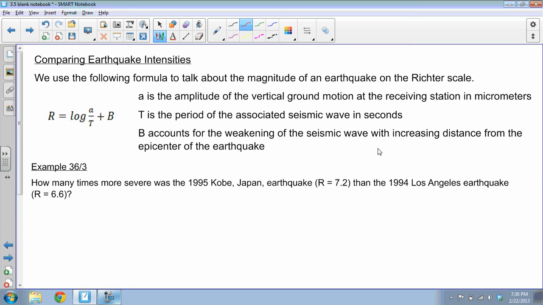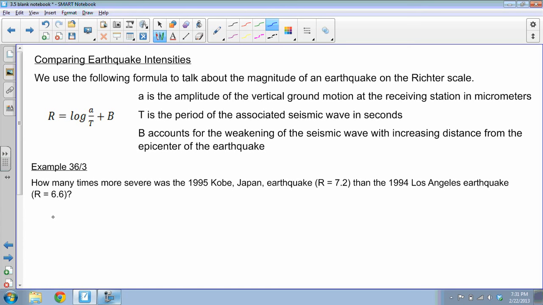None of that is really going to make much of a difference at all in these problems. In this example, we are going to say: how many times more severe was the 1995 Kobe, Japan earthquake, which had a Richter rating of 7.2, than the 1994 Los Angeles earthquake, which had a Richter rating of 6.6?